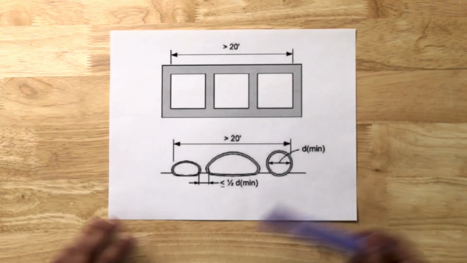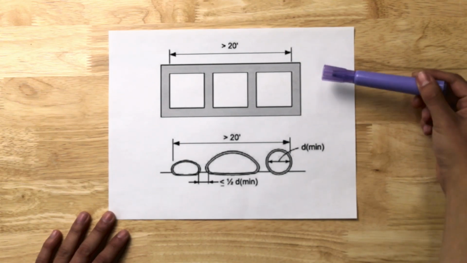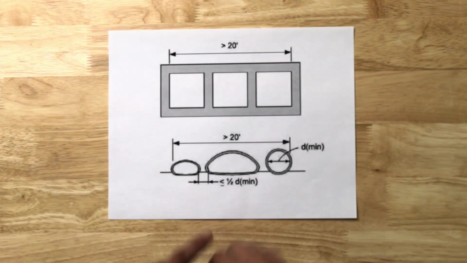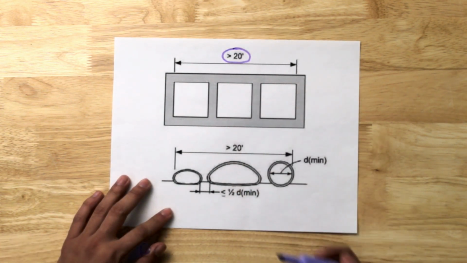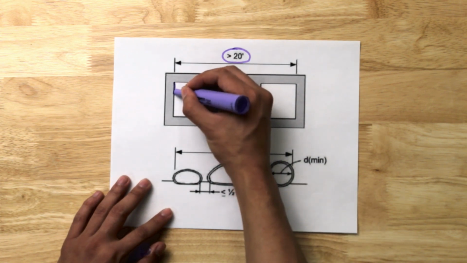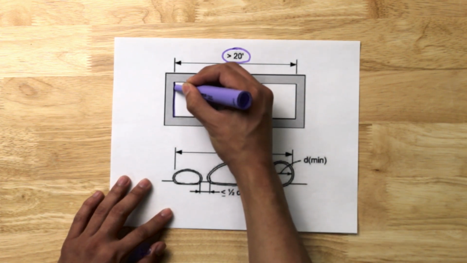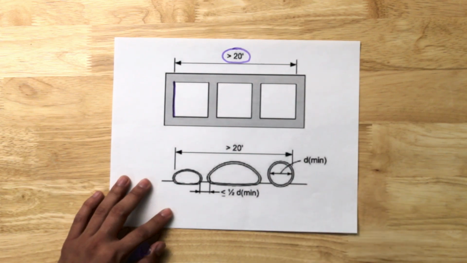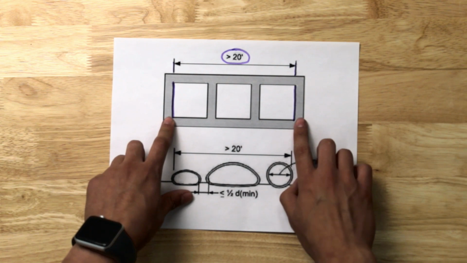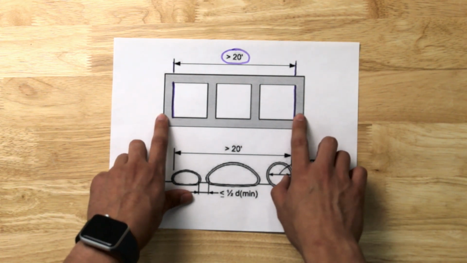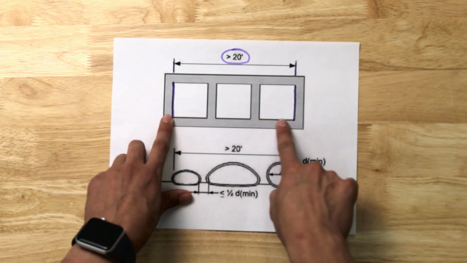Okay, let's check out this diagram. In the top part, we have a concrete box culvert, and below is a group of different pipes. Remember, if the length of the opening is more than 20 feet, it is considered a bridge. Make sure you measure from the inside wall of the culvert, and the same for the other side. We don't want to consider the thickness of the walls right here, so make sure you only measure the opening.